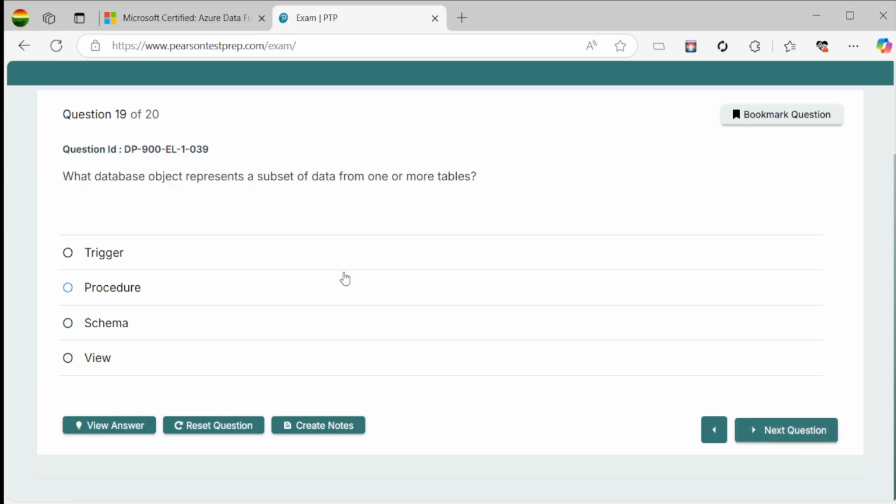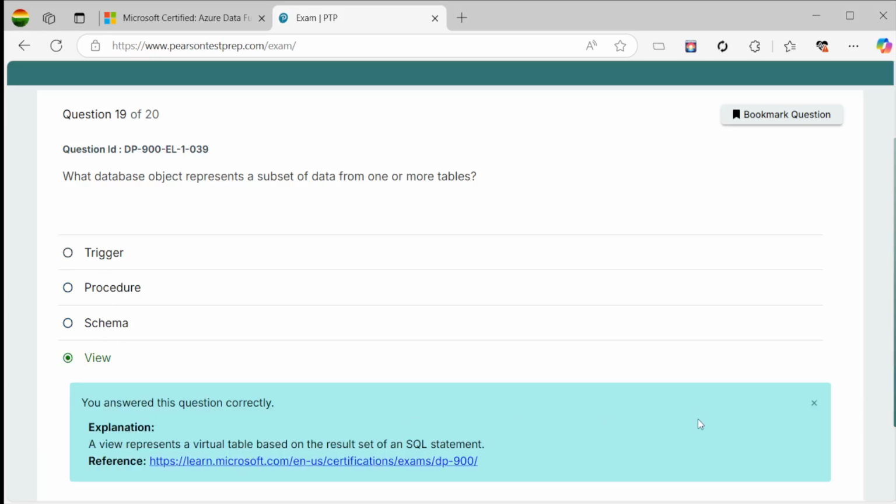Which database object represents a subset of data from one or more tables? A trigger, a stored procedure, a schema, or a view? A subset of data from one or more tables? The answer to this is a view.